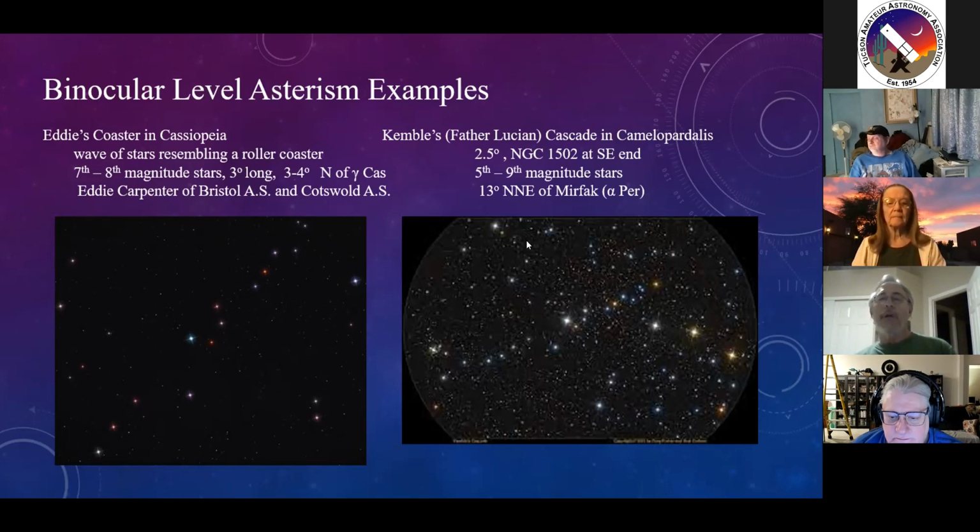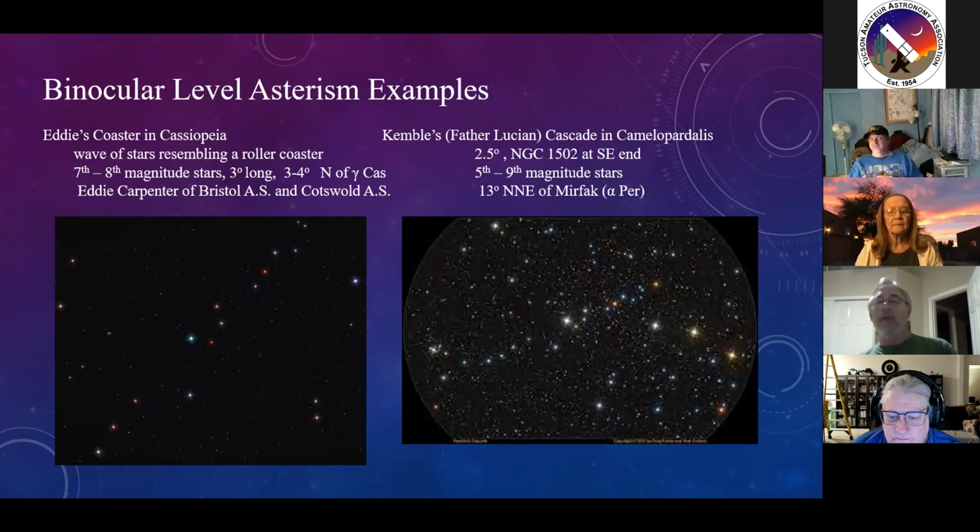But in this case, here we've got a string of stars running about 2.5 degrees, pretty much in the same alignment as Eddie's coaster does. They're 5th to 9th magnitude stars, so you're seeing a little bit of variation in the stars. And of course, when you look at this particular pattern, we can pick out some of the 5th magnitudes, the 6th, and then you get down to some of those darker than 9th. This is about 13 degrees north-northeast of Mirfak, or Alpha Persei. But here again, another nice asterism to look at with binoculars.